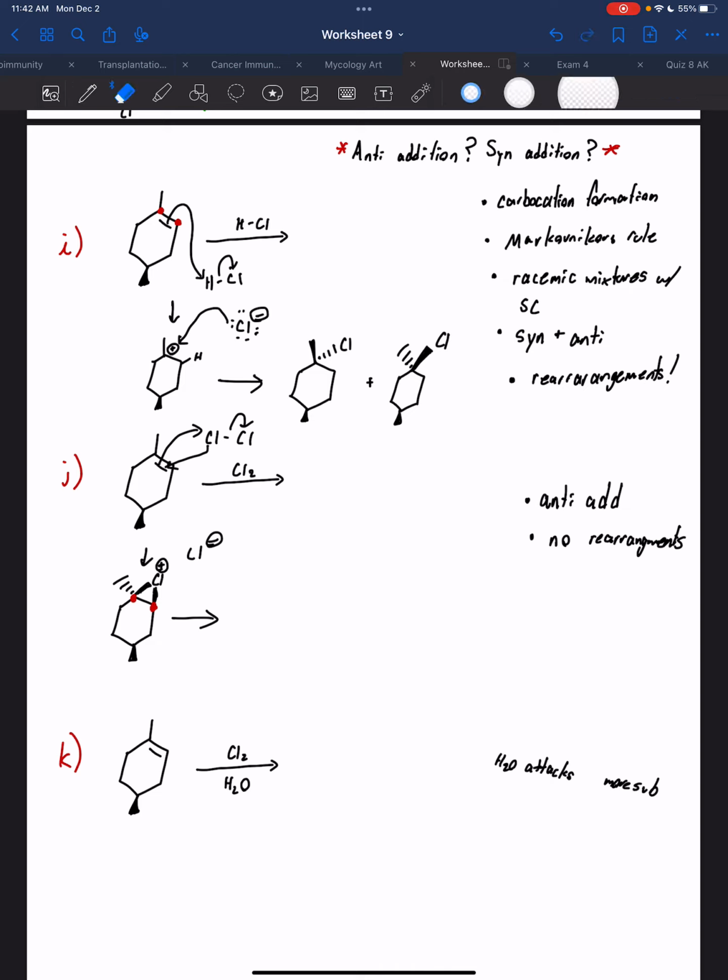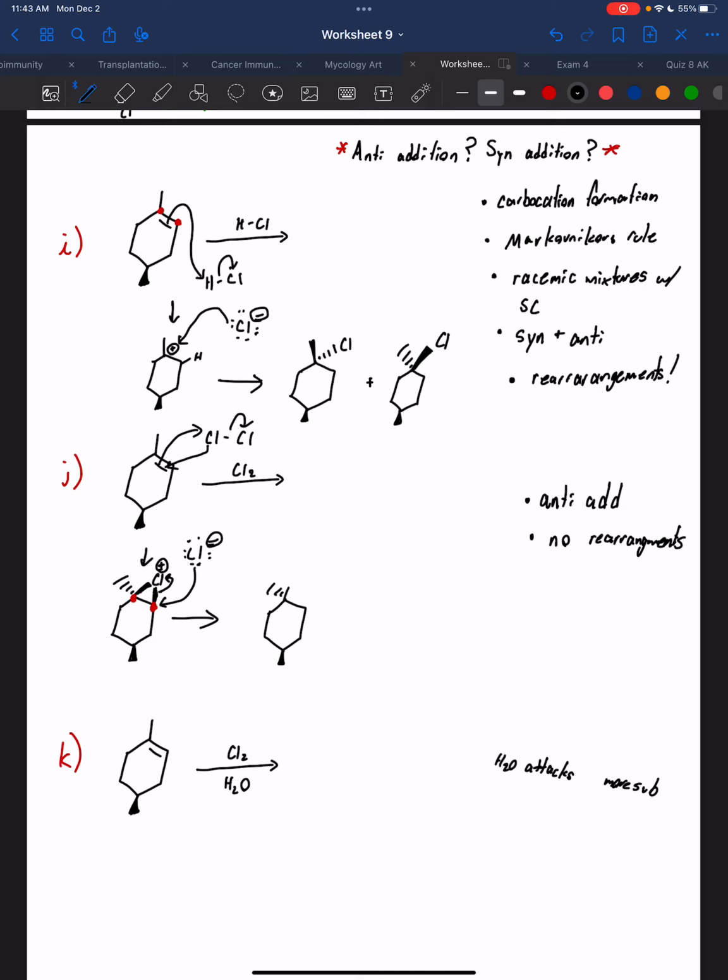What I'm going to do for this one is I'm going to attack the less substituted one. So less substituted carbon, and break this bond and put it over here. But we'll ask Dr. Aguilar to make sure of that. But we're going to get the right product for sure.